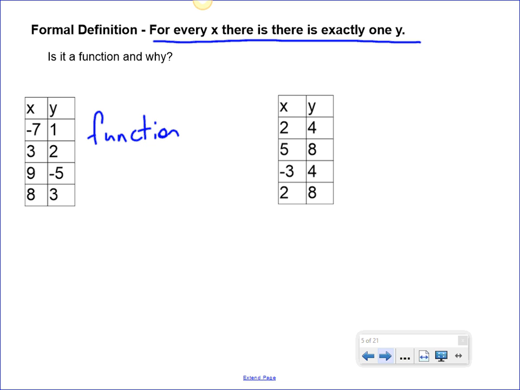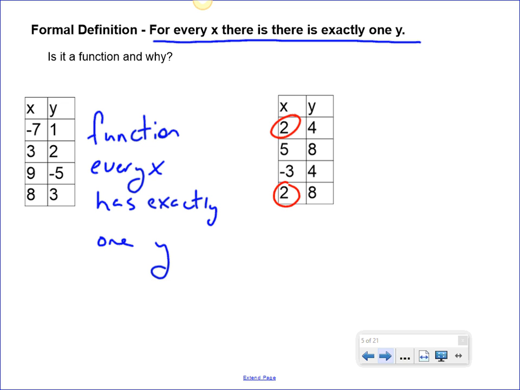And how would I explain it? Every x has exactly one y. Okay, next one, we've got (2, 4), (5, 8), (-3, 4), (2, 8). So what's the problem? Well, the only problem is this 2. Some of you might have been looking at these 4s and these 8s here, but the only problem is the 2s. So this is not a function.